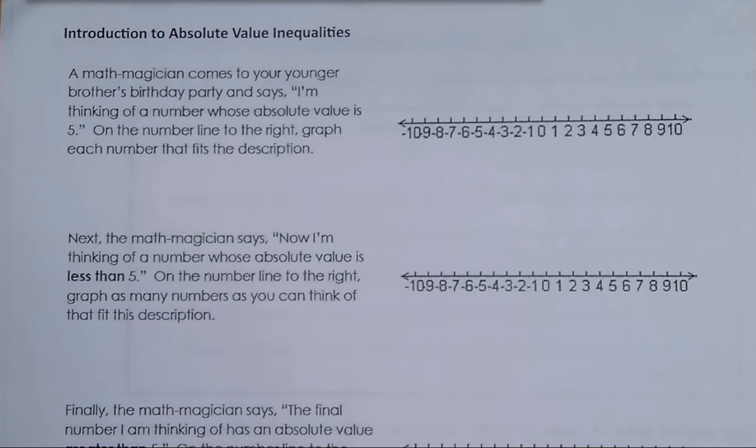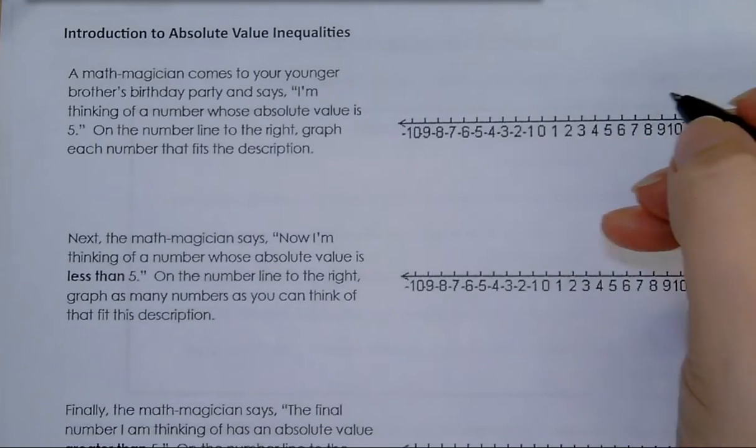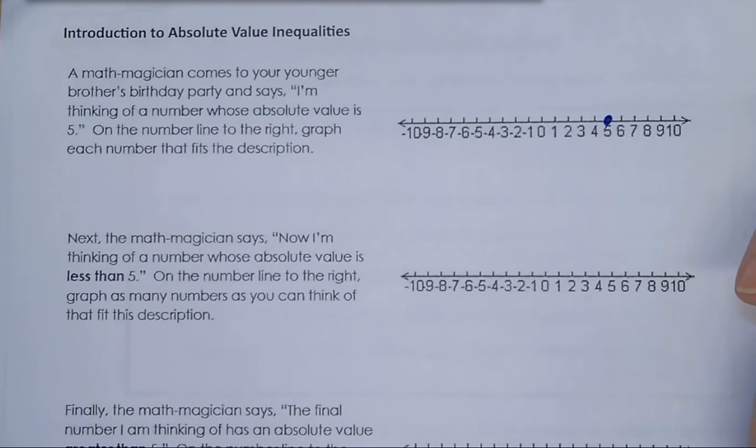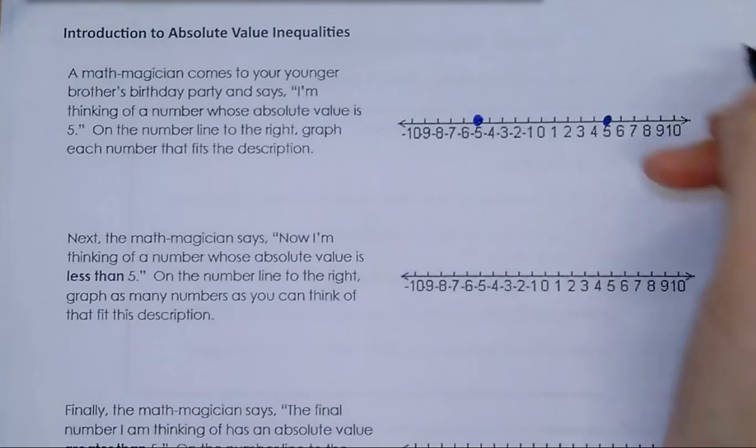A math magician comes to your younger brother's birthday party and says, "I'm thinking of a number whose absolute value is 5. So on this number line on the right, I'm going to show you some number whose absolute value is 5. Well, 5 has an absolute value of 5 for sure, right? But so does -5. So those are my two options, right?"